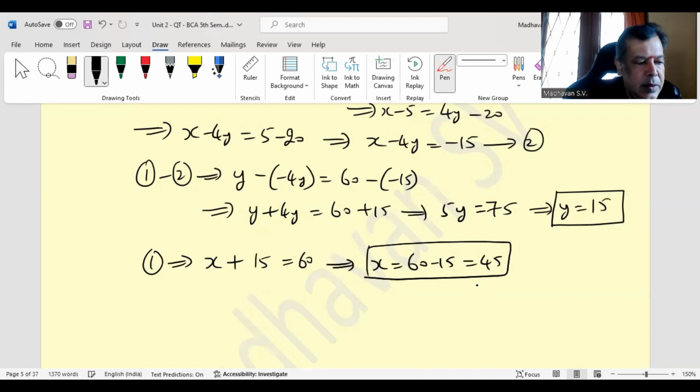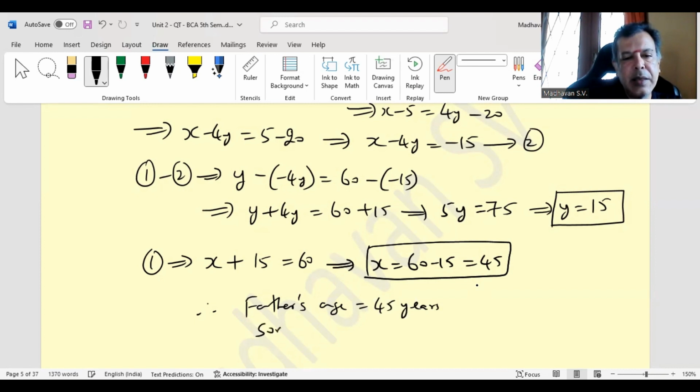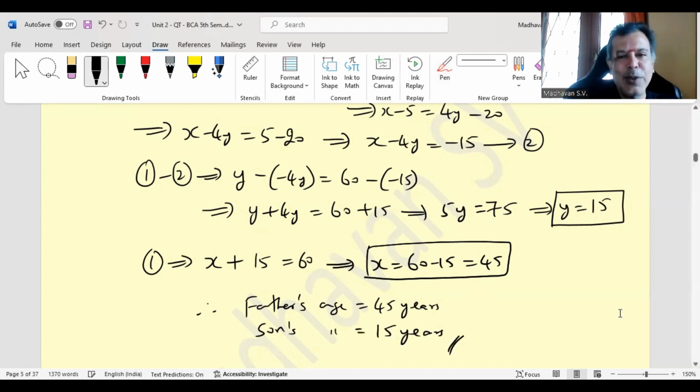So again, therefore, father's age equal to 45 years, son's age equal to 15 years. So that will be the solution for this question. Let us move on to the next.